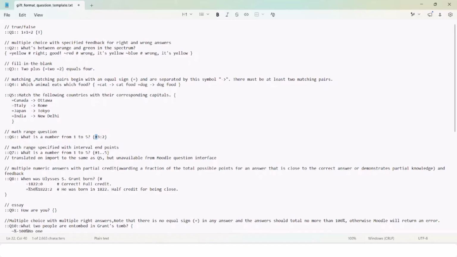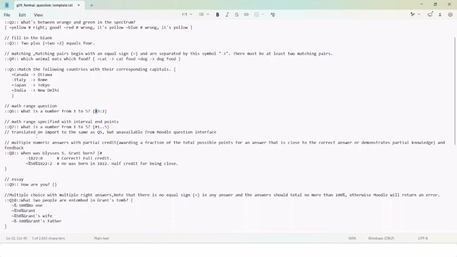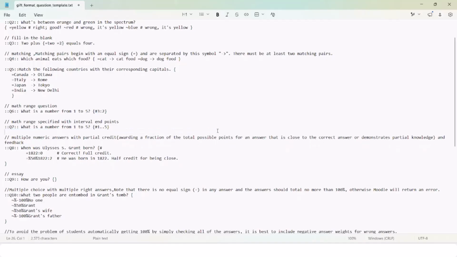Let's look at another example of a numerical question which has a range, which has a specified interval. What is a number from 1 to 5? So hash 1, then 1, 2, 5. So anything between 1 and 5. Let me remove that comment.